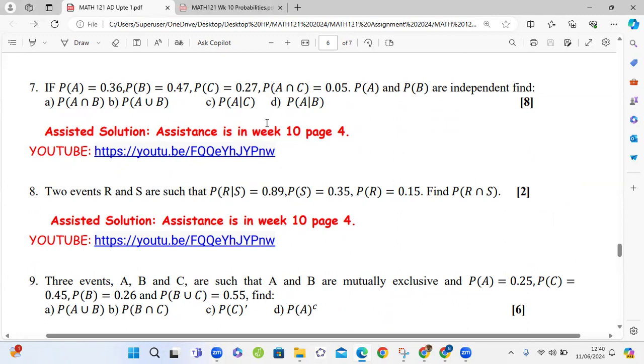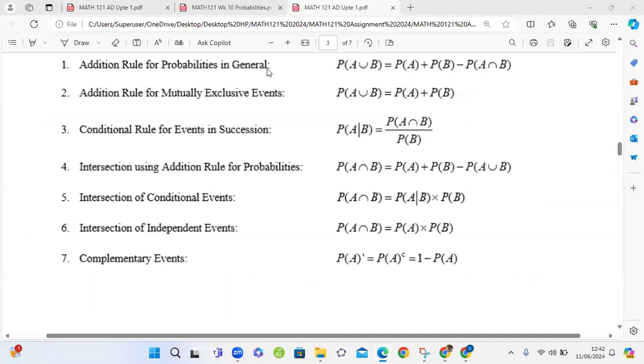So for example, it is provided that P of A is 0.36, P of B is 0.47, P of C is 0.27, A intersect C is 0.05, A and B are independent, find A and B. So you go to the list of formulas. You can go to week 10 or you can go above in that very same assignment for the list of formulas. So these are the formulas for numbers 7 to 10.